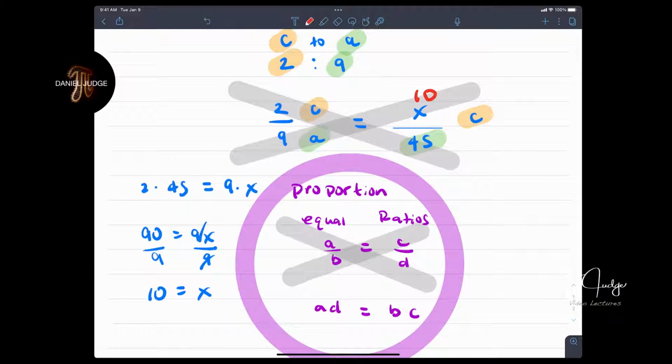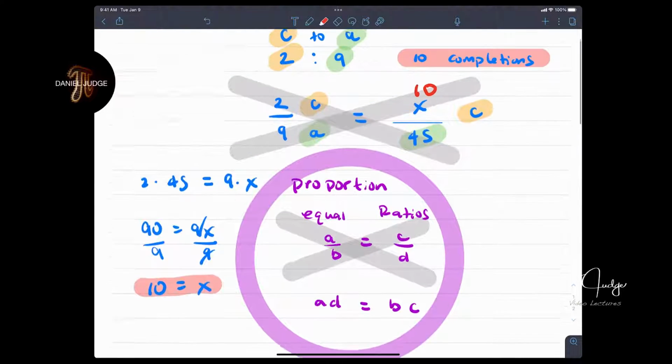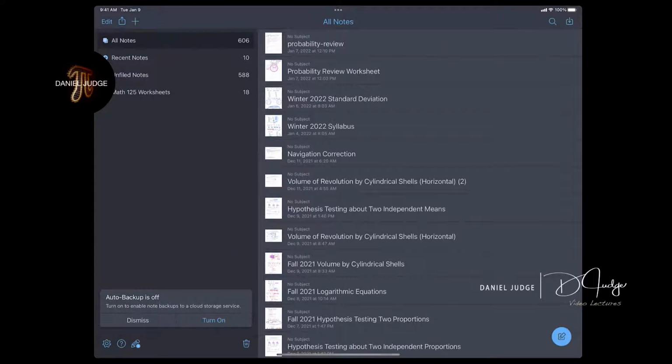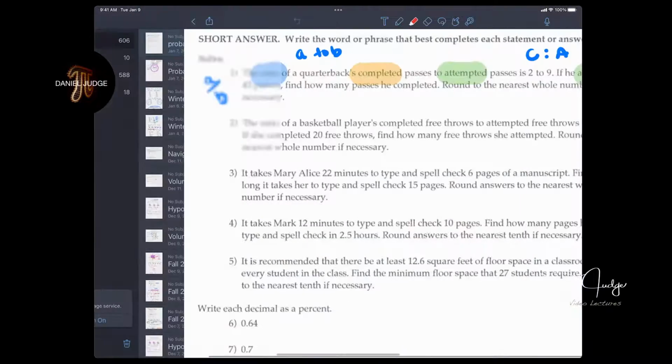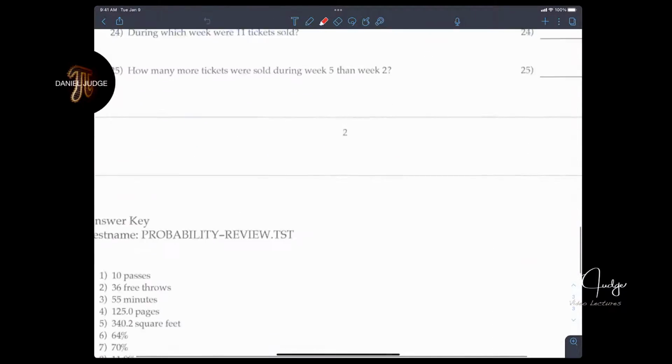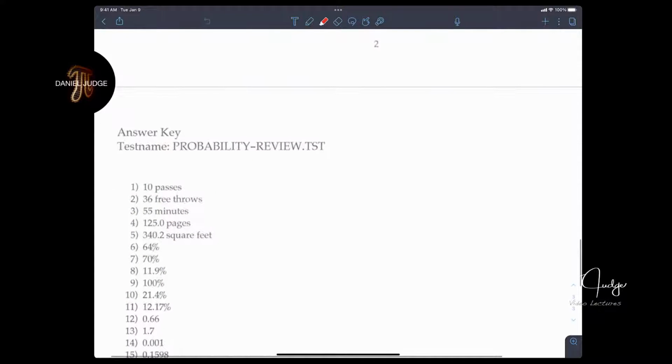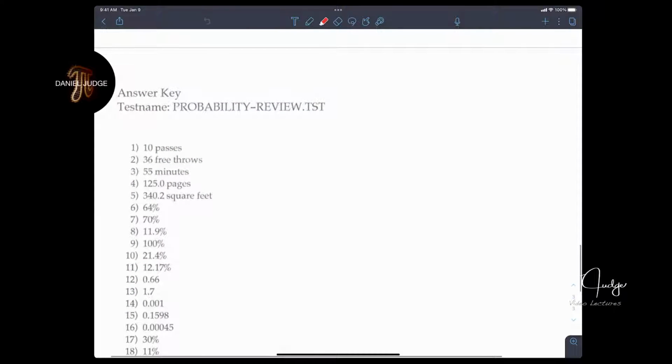So x is 10. The answer is 10. x represents the completions, so we can say there were 10 completions. All right, ladies and gentlemen, 10 completions for our final answer. Let's double check that this is the answer. Okay, yeah, number 1, the answer is 10.